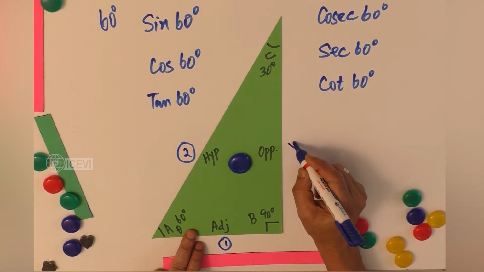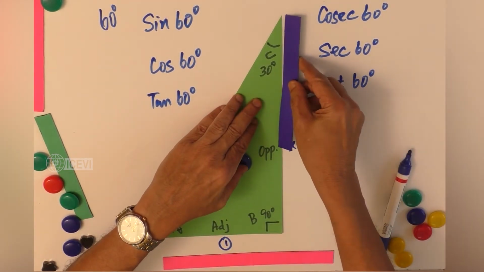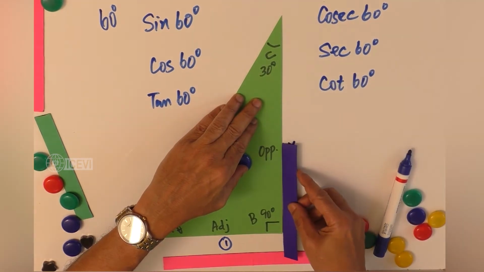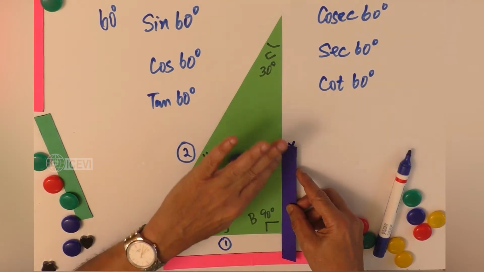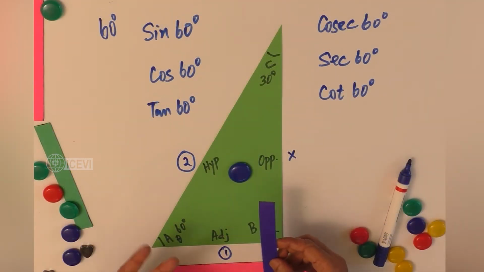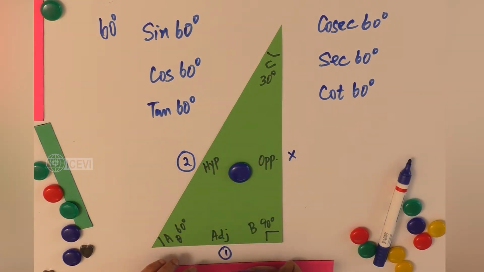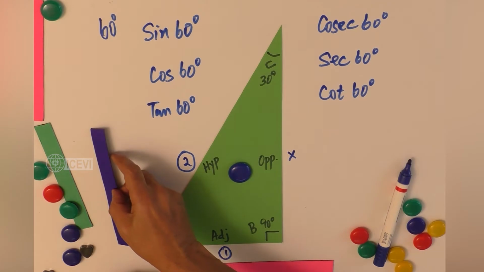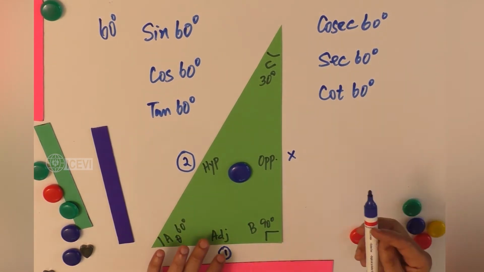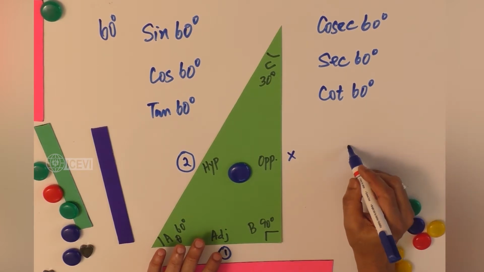The opposite side is not known. If you just measure, it is more than 1 and it is not 2. It is somewhere between 1 and 2 units. It is less than the hypotenuse but more than the adjacent. We don't know, so we have to find out this value. So how to find out this value? We have to go for the Pythagoras theorem.